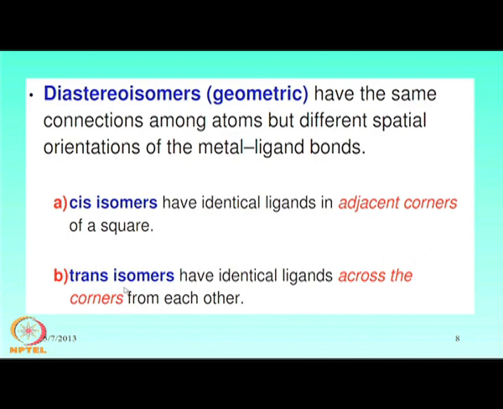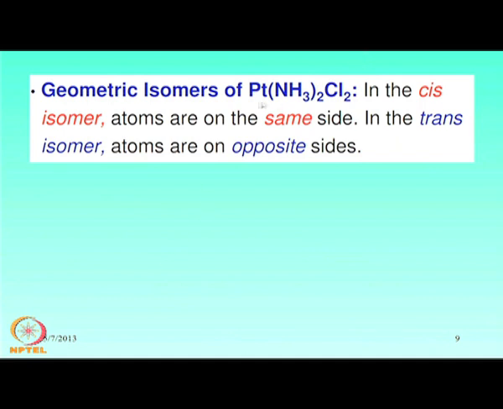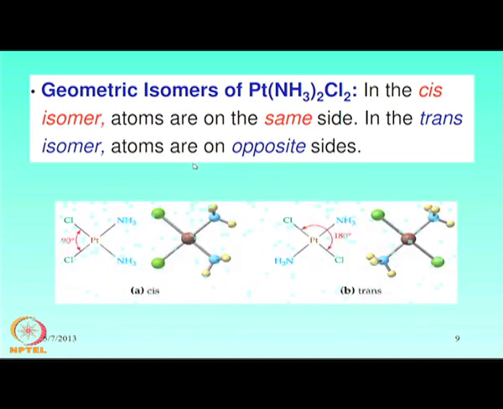Similarly, in case of the trans isomer, the identical ligands are diagonally opposite to each other, that means they are across the corners from each other. When they are diagonally opposite, we call this the corresponding trans isomer. So, the arrangement is very simple: we can have one type of ligand, that means the amine ligand or the Cl ligand, and in the cis isomer they are on the same side, and in the trans isomer they are on opposite sides.